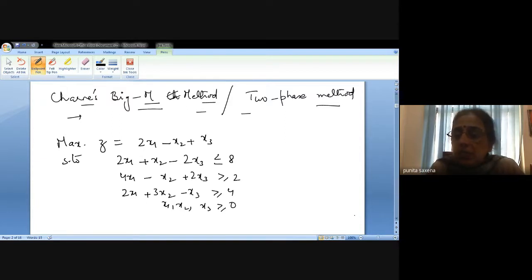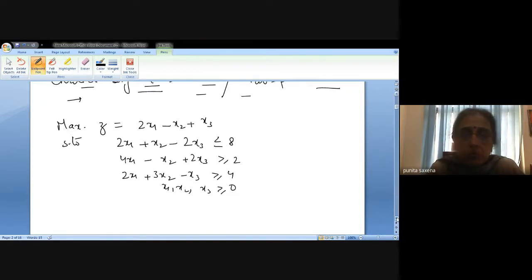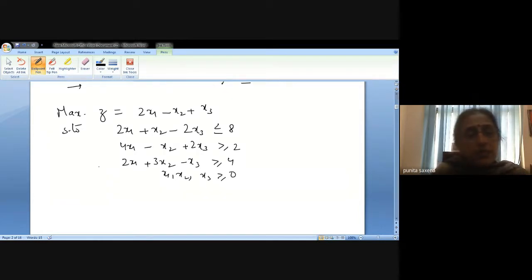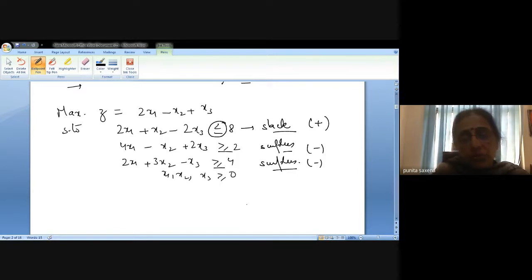Now see, it's a maximization problem, so we handle it the way we did the last problem. So your optimality criteria will be governed by all zj minus cj's. If they are more than or equal to 0, optimality is attained. But this constraint is less than or equal to type. So what do we need? We need a slack variable here. But these two are more than or equal to type, so both of them will have a surplus variable. But slack variable comes with an addition and surplus variable comes with a subtraction.